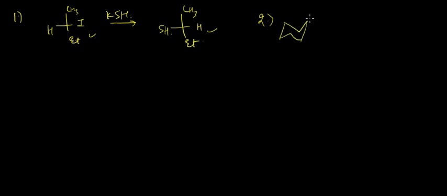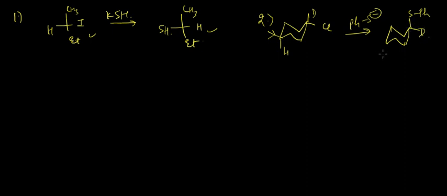So what happens if Et here, Cl here, H here and D here, this substituent here. So if it's getting attacked with PhS minus, PhS minus, we will have the answer something like this: SPh here, D here, and this atom's configuration will remain the same.